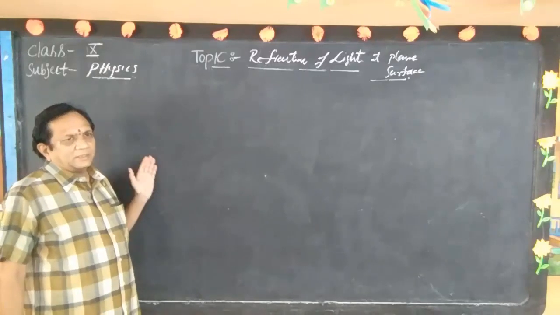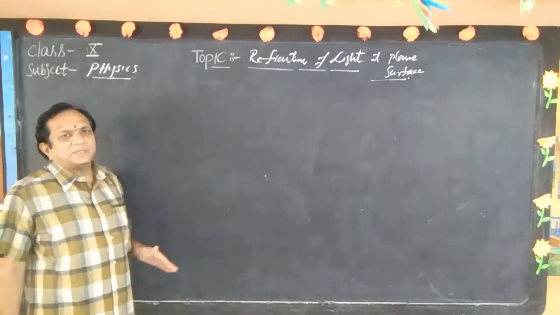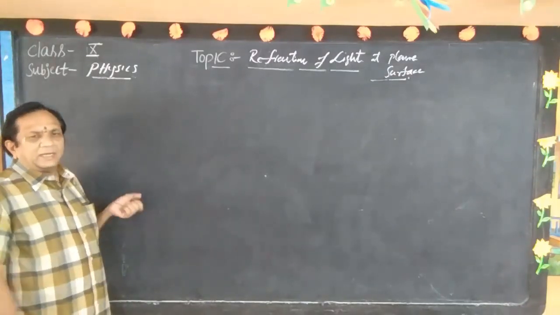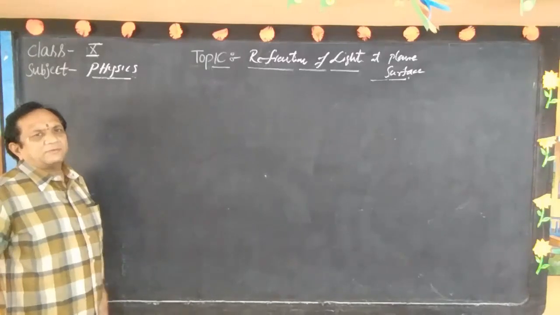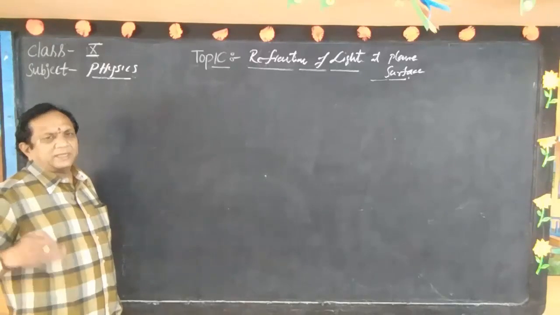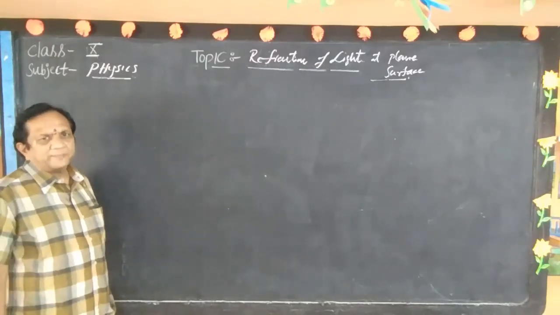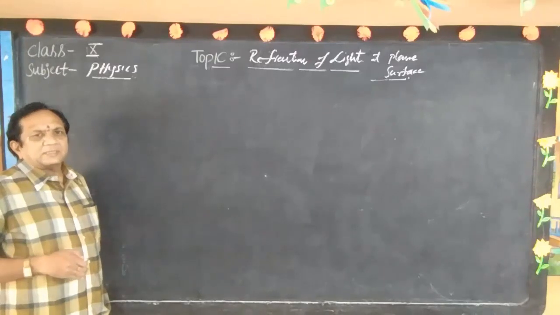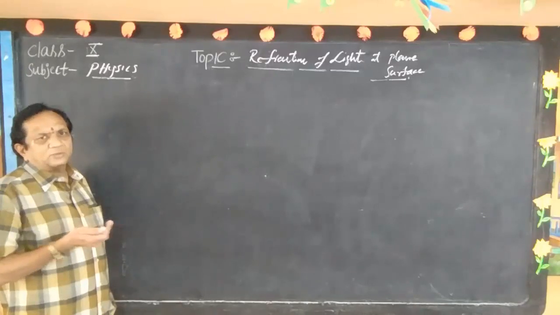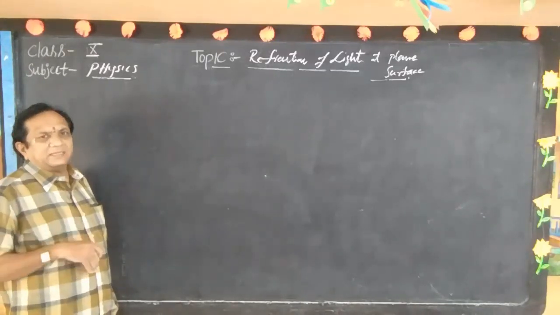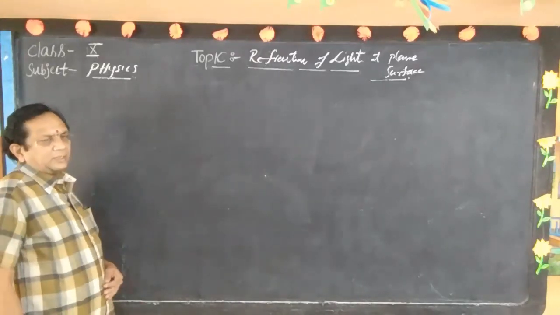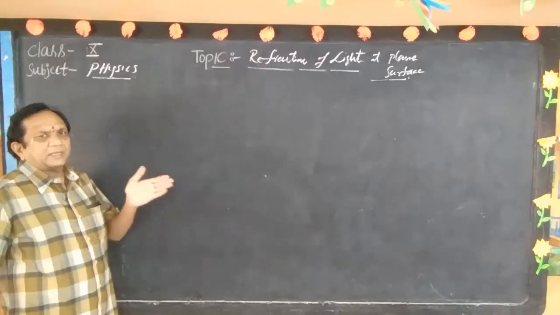When light travels from rarer to denser medium, it bends and travels towards the normal. Under this condition, the velocity of light in the rarer medium is greater than that in the denser medium, that is V1 greater than V2. Another observation is that when a light ray travels from rarer to denser medium, the angle of incidence is greater than the angle of refraction. That we had observed when the ray enters from rarer to denser.